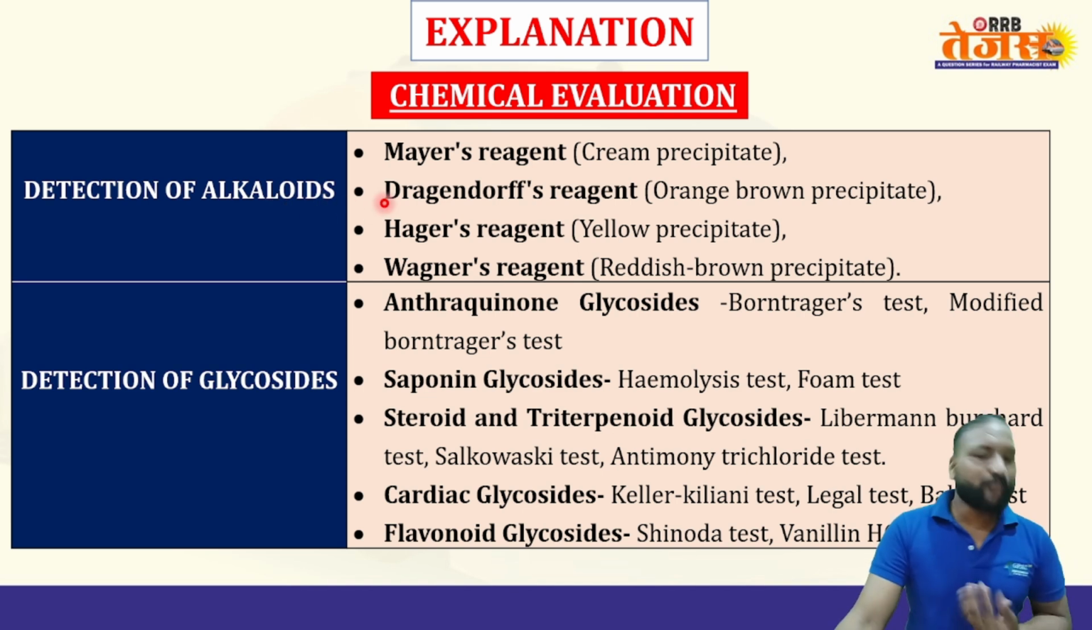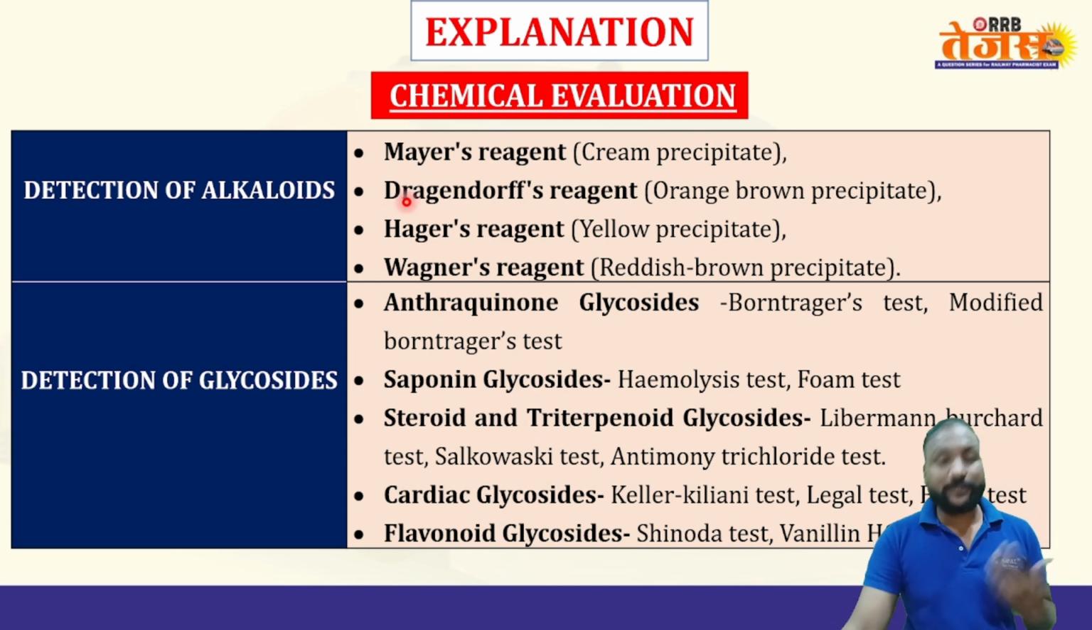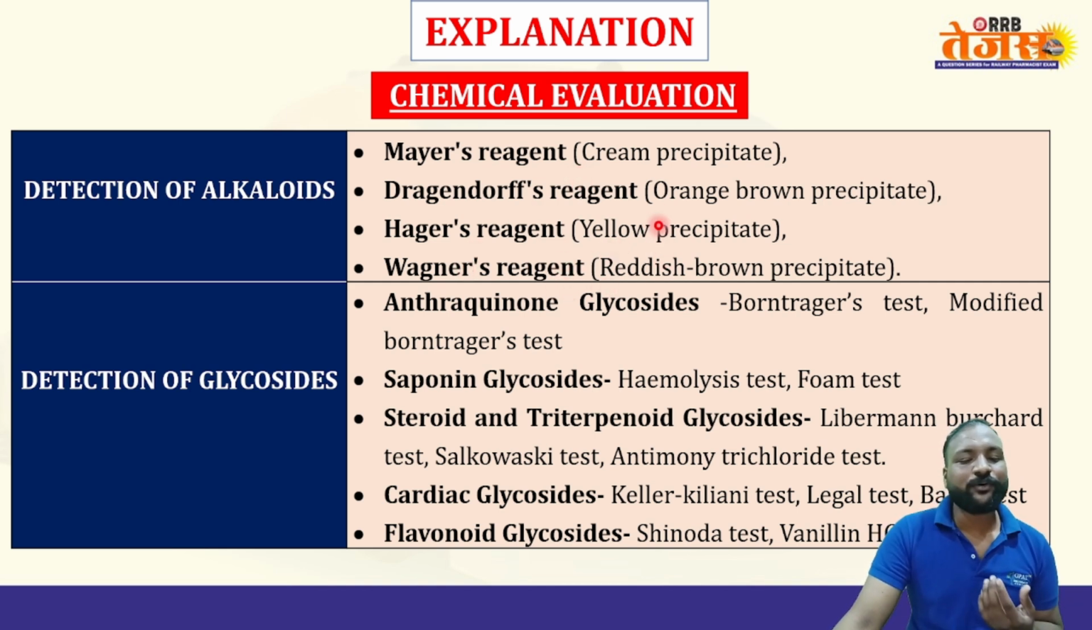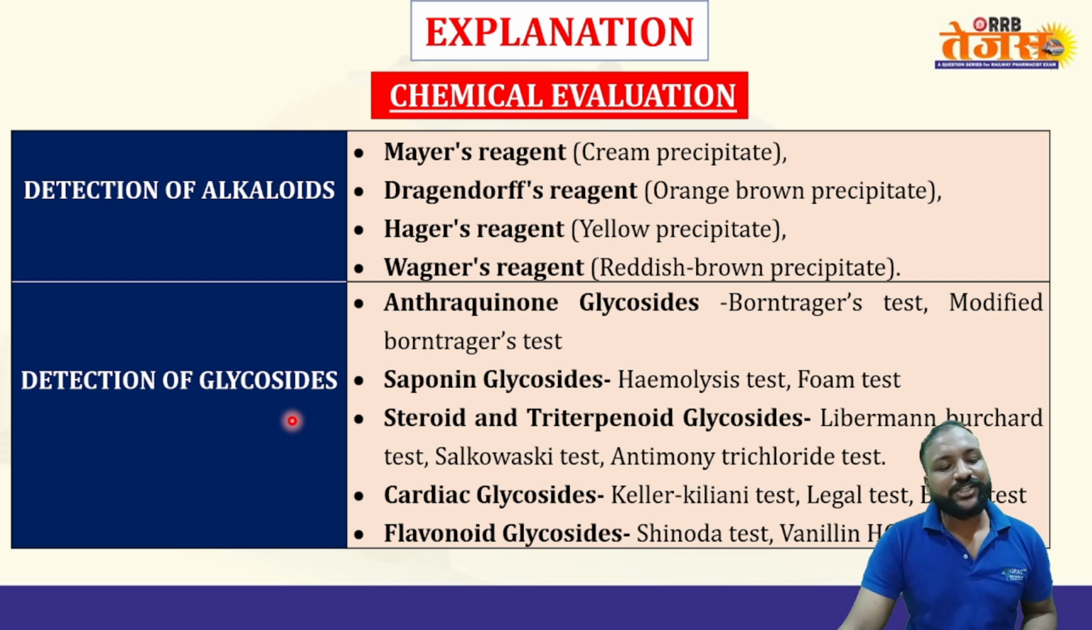These are very important tests with respect to alkaloids and glycosides, and for the examination also. For alkaloids, Mayer's test, Dragendorff's test, Hager's and Wagner's tests. These four tests are very important for the primary confirmation of the presence of alkaloids. Whereas for the detection of glycosides, there are tests for anthraquinone glycosides, saponin glycosides, steroid and terpenoid glycosides, cardiac glycosides, and flavonoid glycosides.